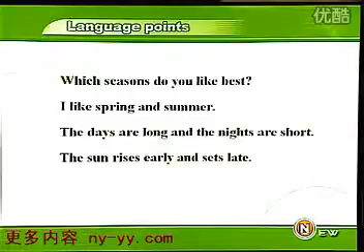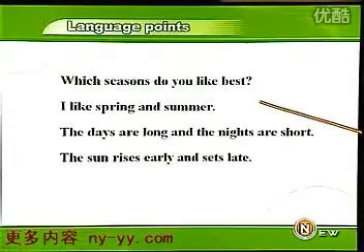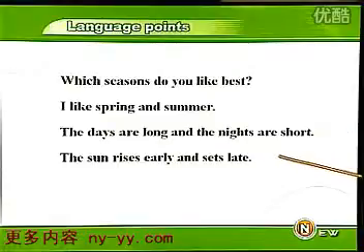白天长而夜晚短。The sun rises early and sets late. 太阳升起得很早，而落下得很晚。在下一段当中 Jim 说明了他不喜欢秋季和冬季的原因。请不要看书，我们模仿这3个句子来表达它的意思。I don't like autumn and winter. The days are short and the nights are long. The sun rises late and sets early.